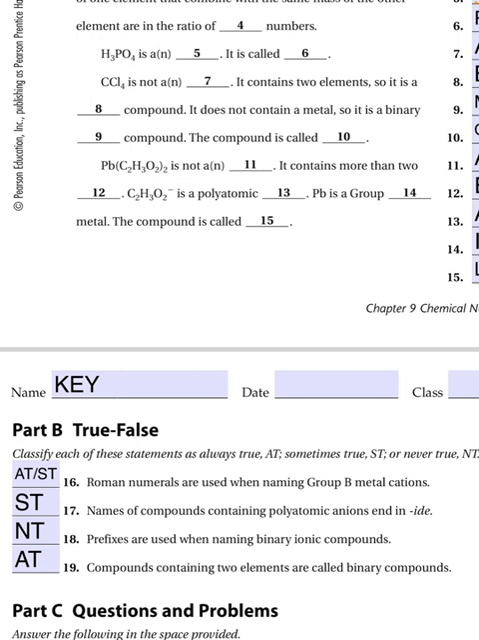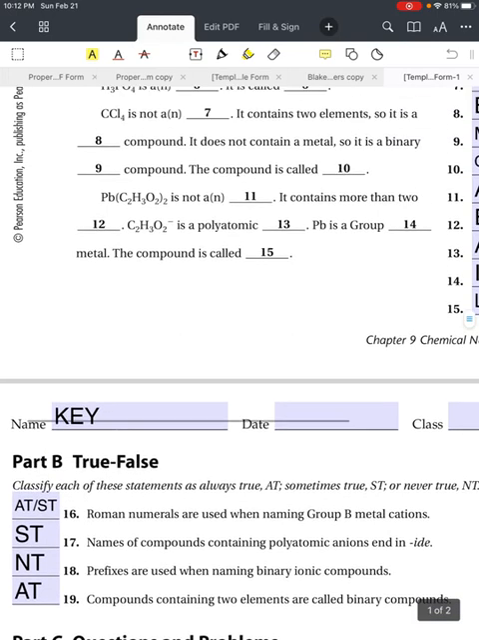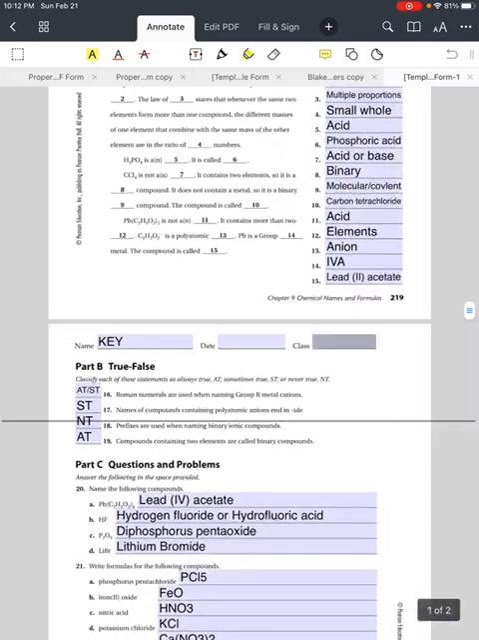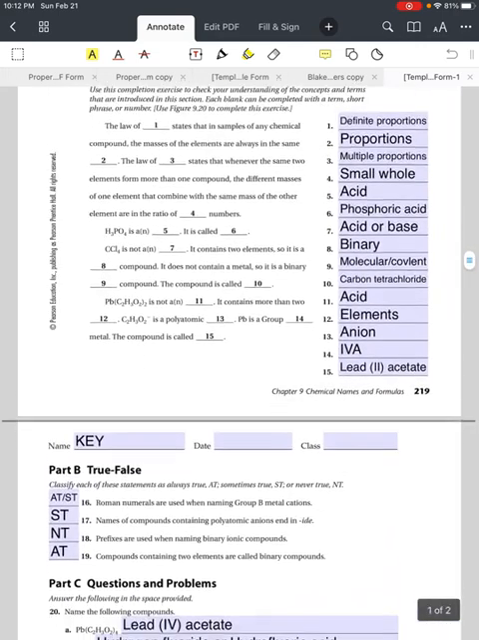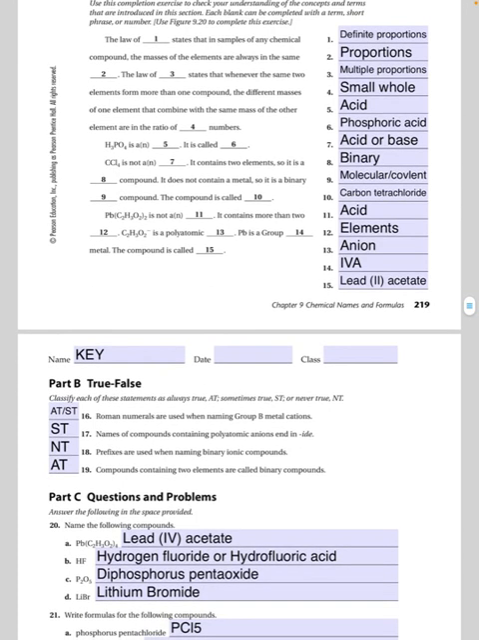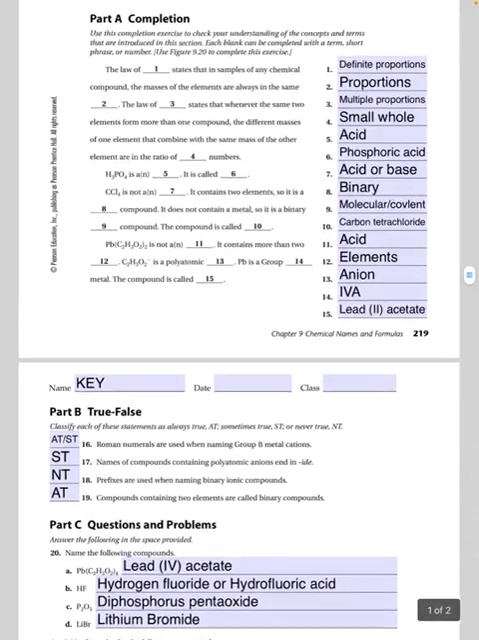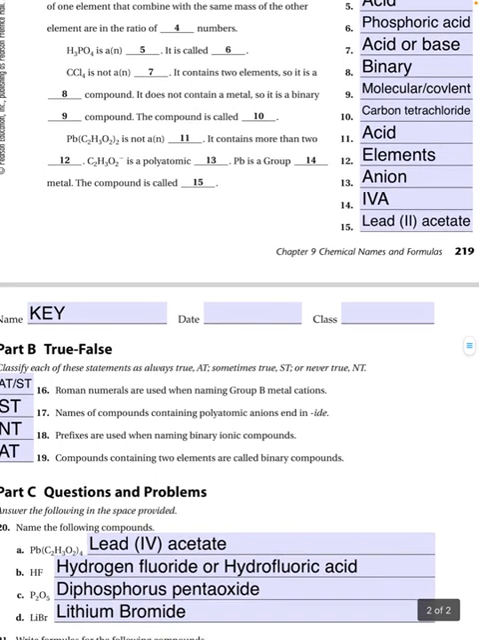Prefixes are used when naming binary ionic compounds, and that's never true. Prefixes are used when naming binary molecular compounds. Ionic compounds never use the prefixes, because we can calculate it and figure it out from the charge. I don't know why that line is not moving. There we go. And finally, compounds containing two elements are called binary compounds. Absolutely, that's always true.